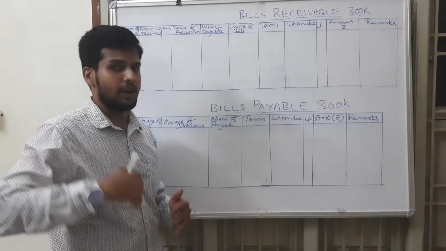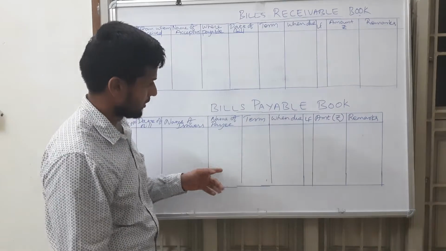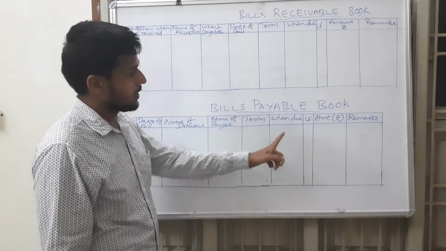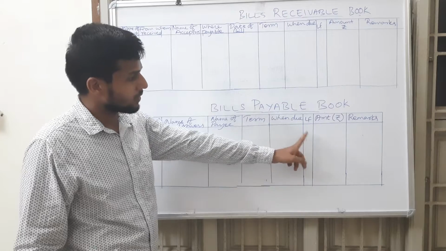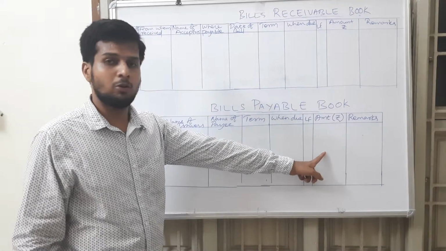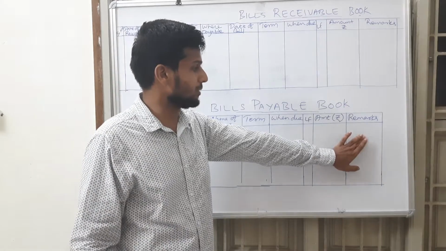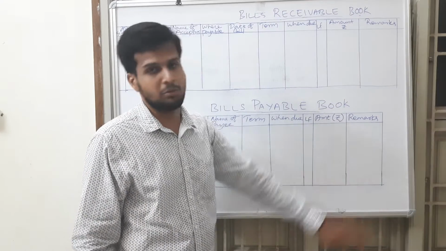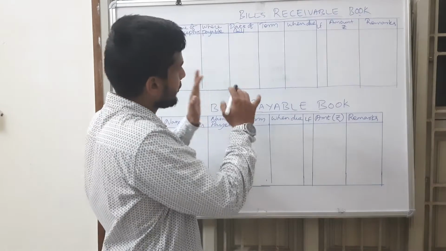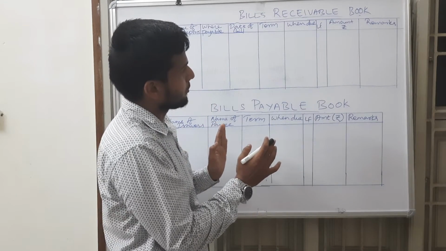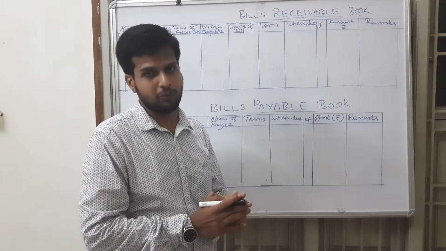Then name of the payee, actually to whom we are paying. Then the term of the bill and the due date of the bill, ledger folio and amount column and remarks. Here also, if there is any endorsement, it must be entered in the remarks column. Okay, so this is the format of the bills receivable subsidiary book and the bills payable subsidiary book.